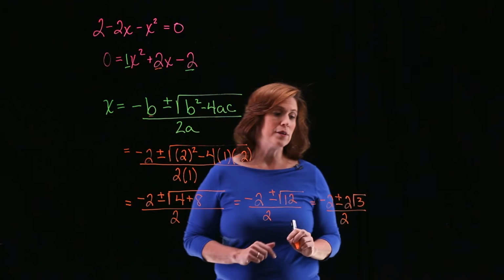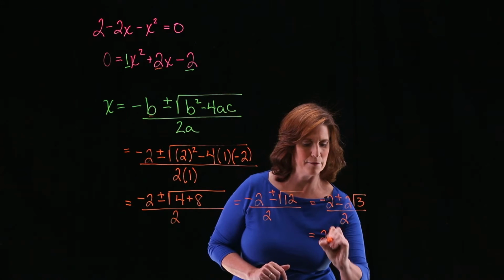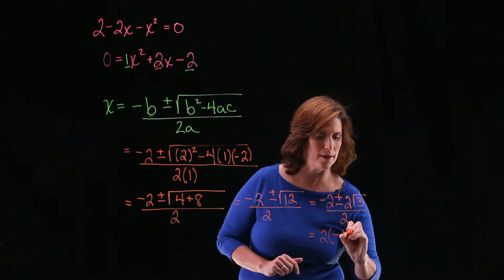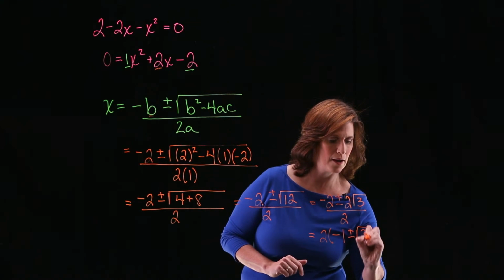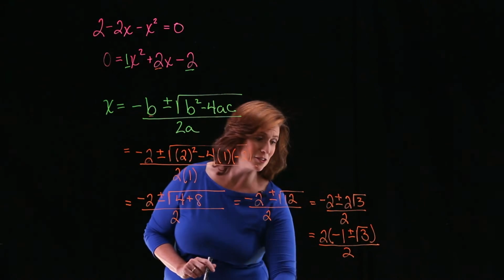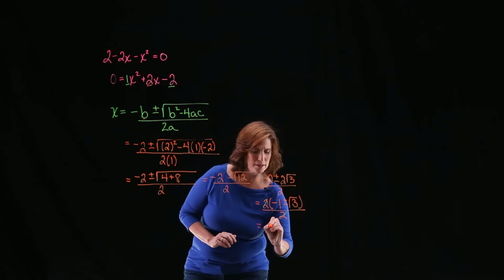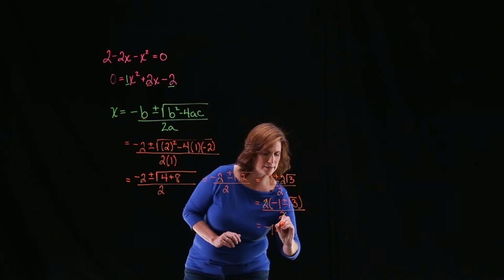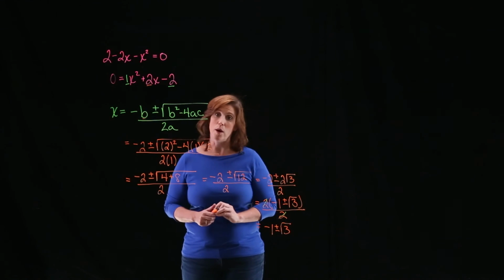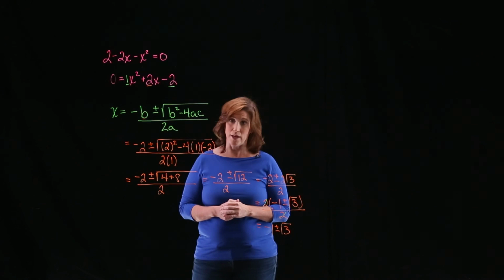And now I notice that I can take a 2 out of each of those, so let's factor out a 2. And I'm going to have 2 times the quantity minus 1 plus or minus root 3 all over 2. The 2's cancel, and I'm left with minus 1 plus or minus the square root of 3. Now in this case, both of my solutions are real.